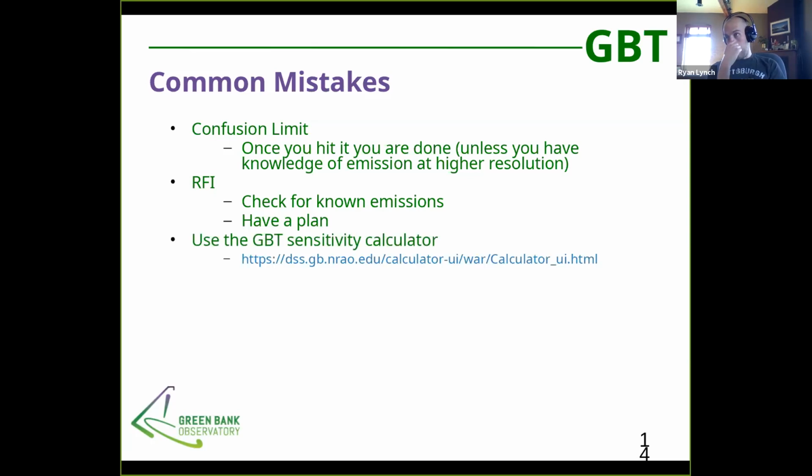So use the GBT sensitivity calculator. Not every project is necessarily making a time request based upon reaching a sensitivity. For example, certain pulsar projects, I keep going back to that because it's my area of knowledge, may be observing, let's say, a binary pulsar. And the goal there is to observe a certain portion of the orbit because you want to measure the orbital parameters. You may not be limited necessarily by the brightness of the pulsar, but if that's the case, you should explain that. And if you do need to reach a particular sensitivity, use the sensitivity calculator that we provide.